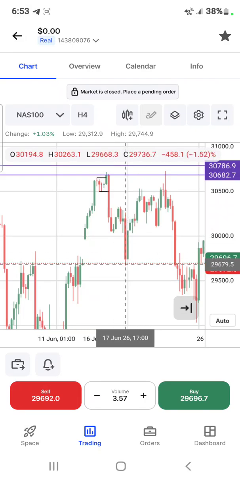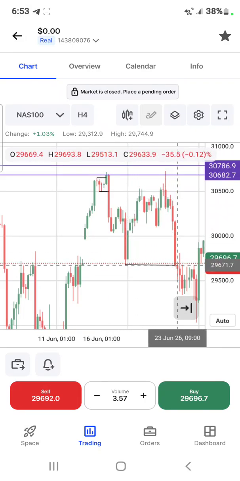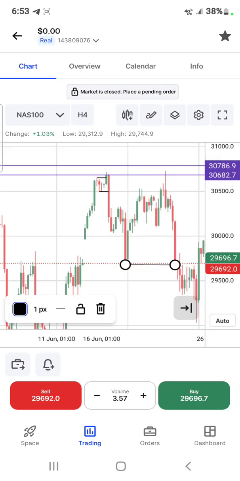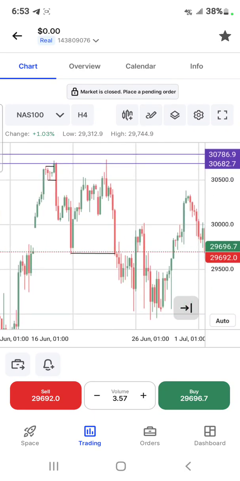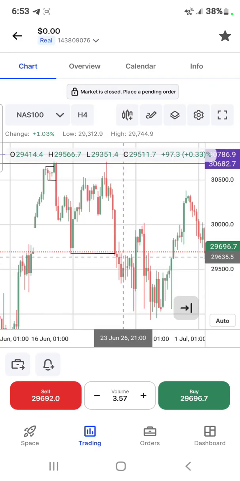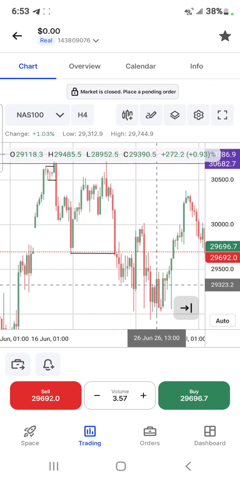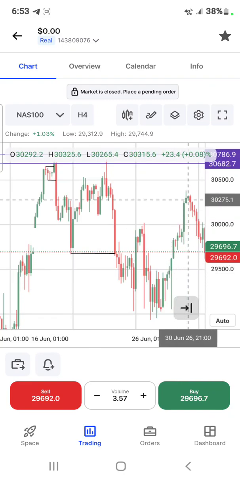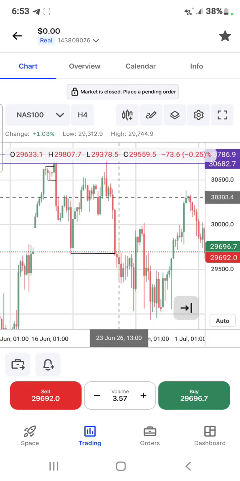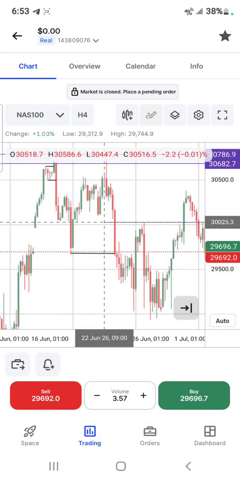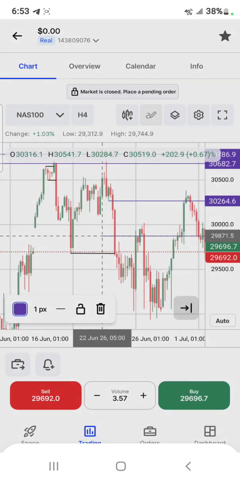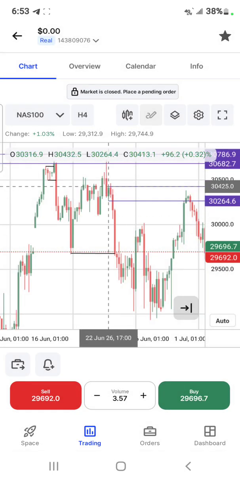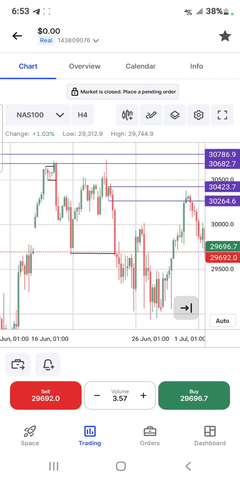A new break of structure right here. It is crystal clear. Then after that break of structure, markets created an inducement. Then we pushed up and tapped into this order block right here. Let's mark out our new order block. Here's the new order block right here. That's the new order block.